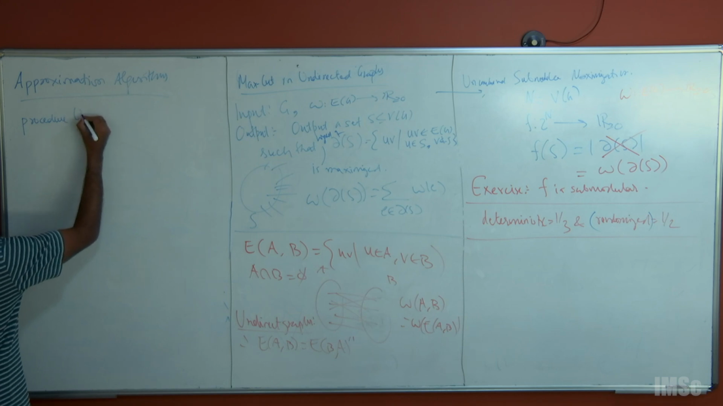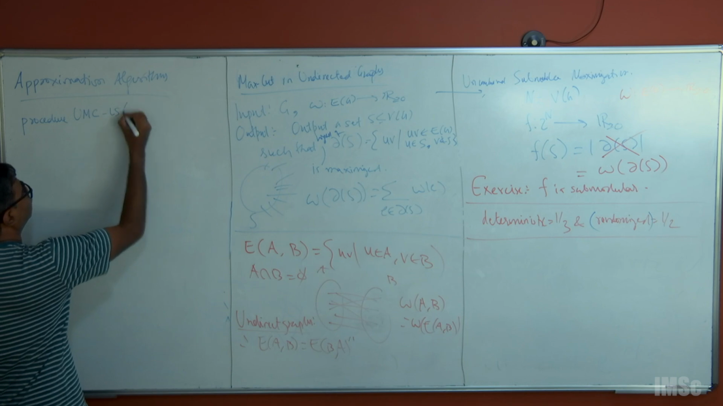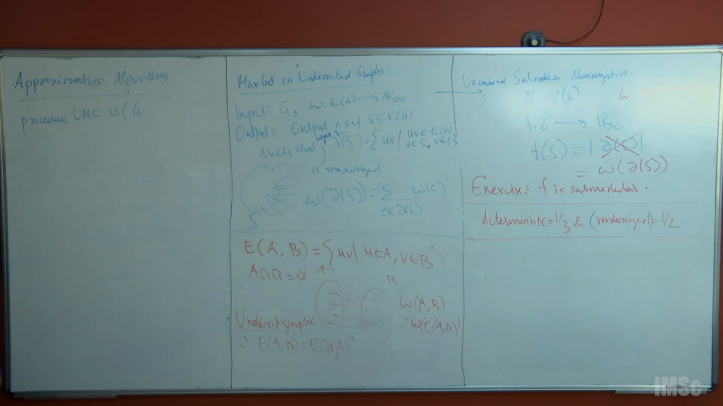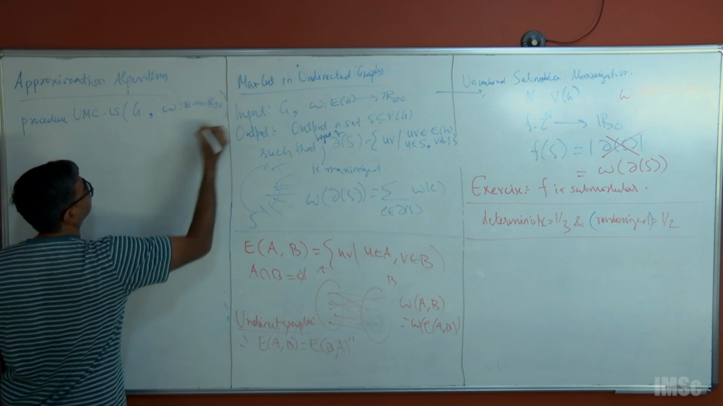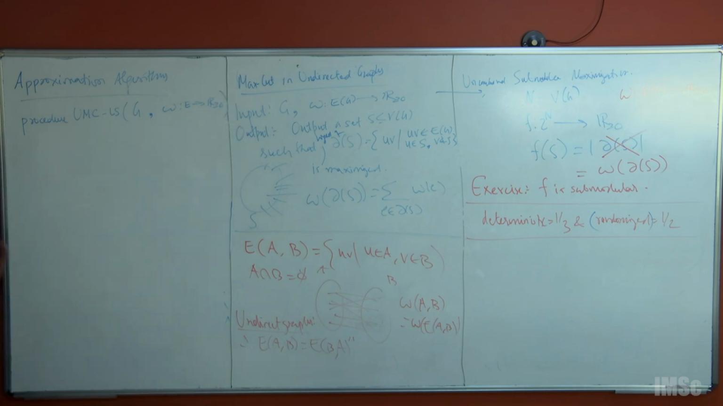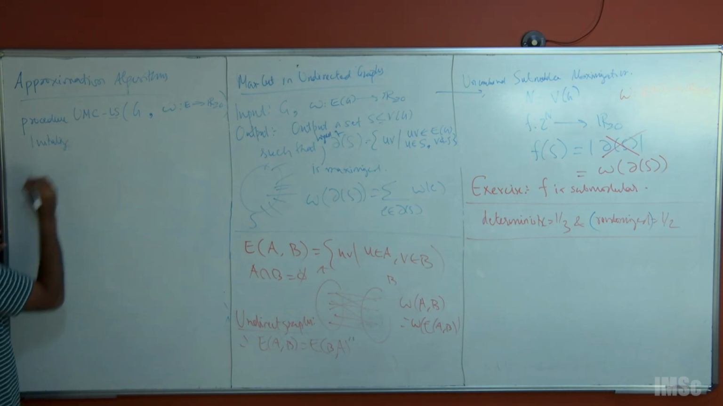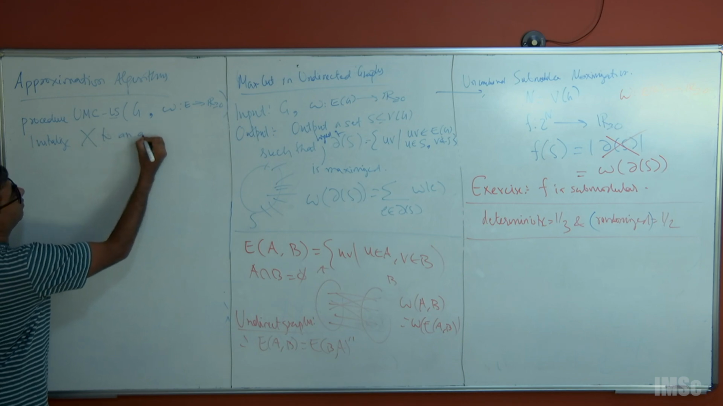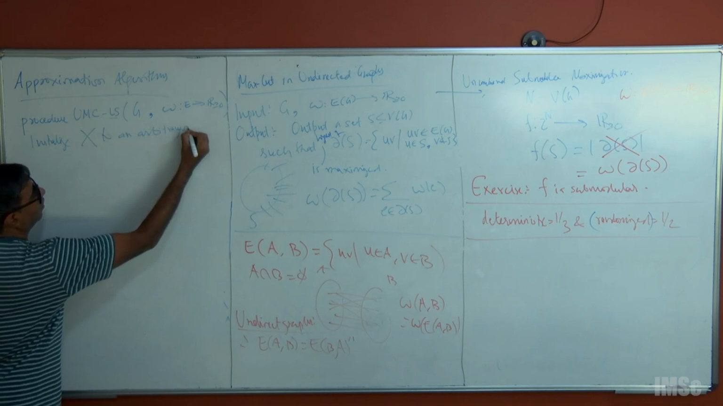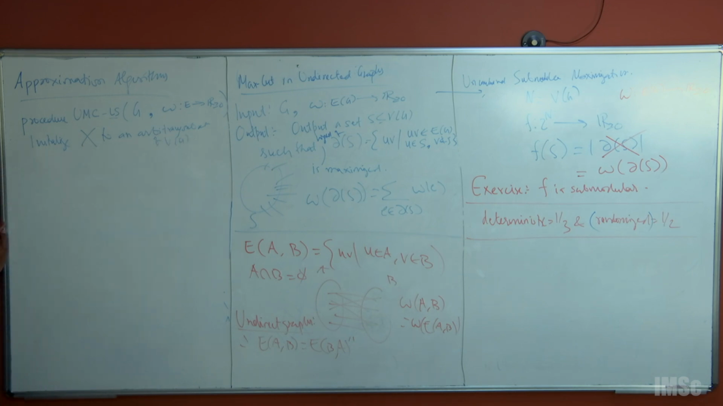So this is a procedure, undirected max cut, a local search. What does it take? It takes a graph G and the weight function from E to R greater than or equal to 0. Now I need to start with some solution, if I want to do a local search algorithm, so I initialize X to an arbitrary subset of V(G).